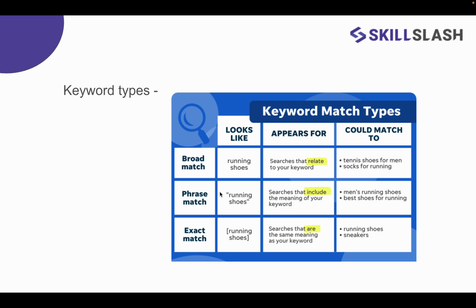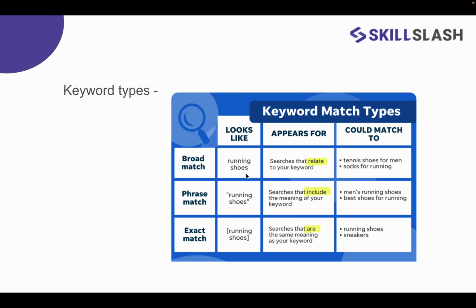Next is phrase match. In phrase match, you need to add quotation marks at the start and end of your keyword. If someone searches for men's running shoe, your ad will be triggered, because running shoes is included. If someone searches only for men's shoes, not running, then your ad won't be triggered, because both words should be included in the search term. In exact match, you need to search the exact keyword, like running shoes, and only then will your keyword be triggered. To make it an exact match, you need to add square brackets at the beginning and end of the keyword.